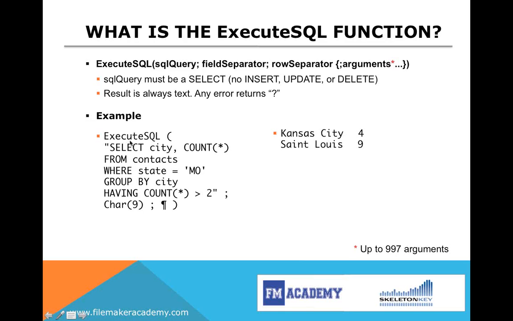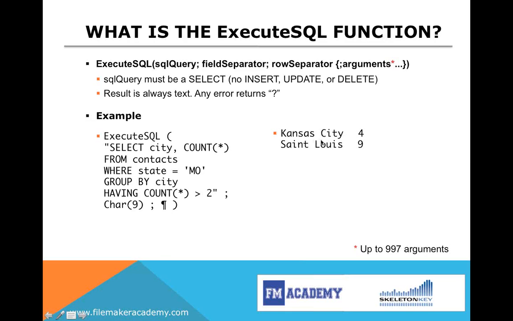So here's a simple example with the ExecuteSQL function, and the first parameter here is a select statement that is getting the city and count of records from the contacts table, and it's getting those where the state equals MO, and we're grouping those by city, and then we're only showing the groups that have a count that is greater than 2. And so then the second and third parameters that we're using here are the Char(9) function, which will give us a tab character, and then the third parameter is just a carriage return.